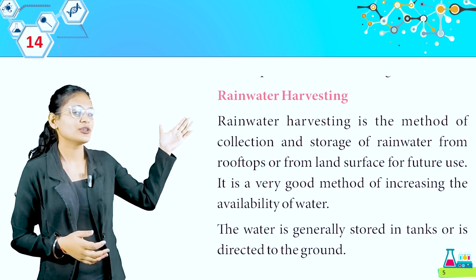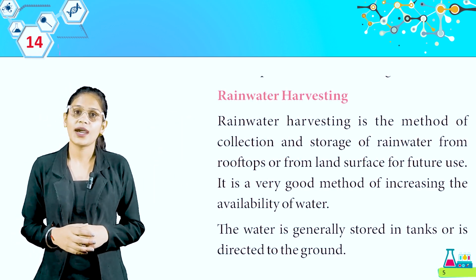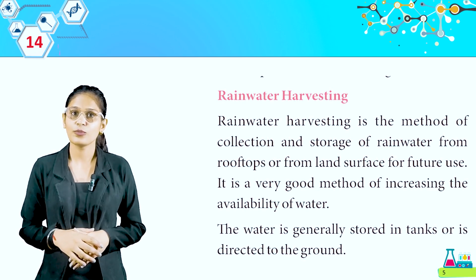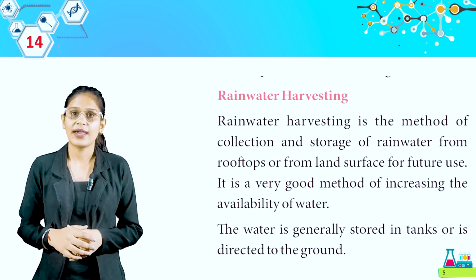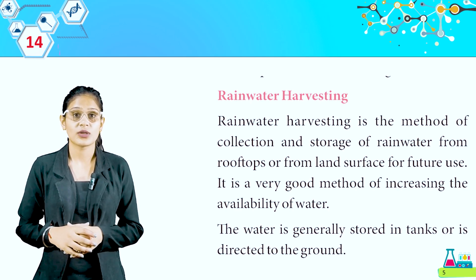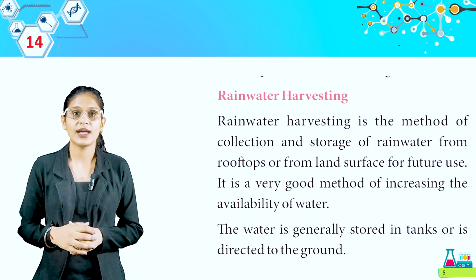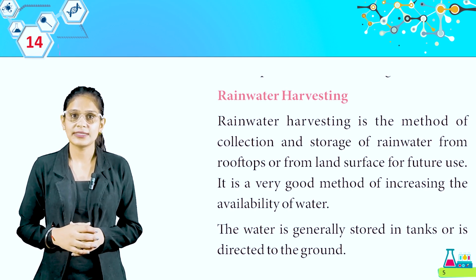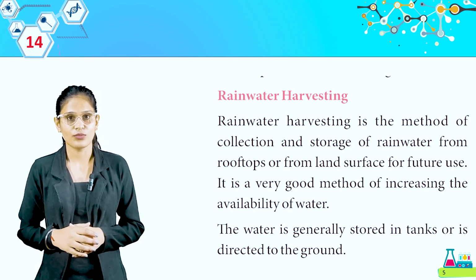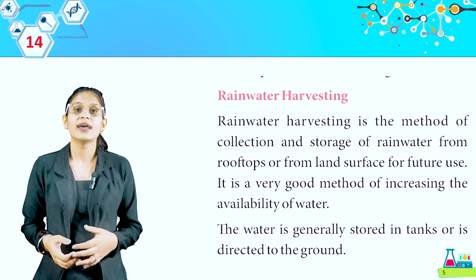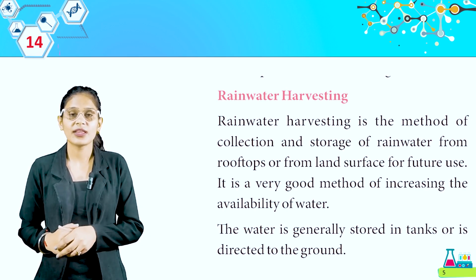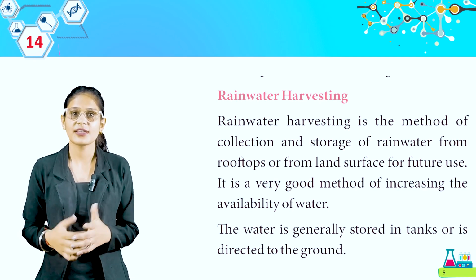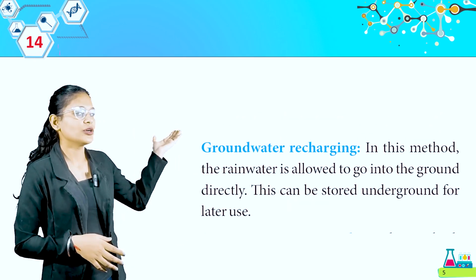Here, rainwater harvesting. Rainwater harvesting is the method of collection and storage of rainwater from rooftops or from land surface for future use. It is a very good method of increasing the availability of water. The water is generally stored in tanks or is directed to the ground. So students, rainwater harvesting means we conserve rainwater and use it. Okay, there are two types, like groundwater recharging.